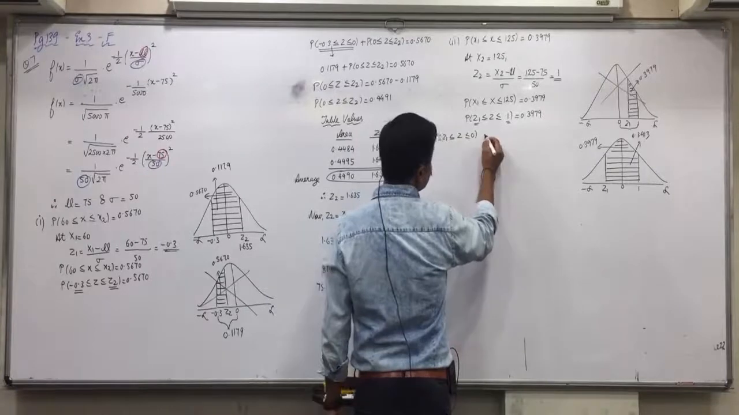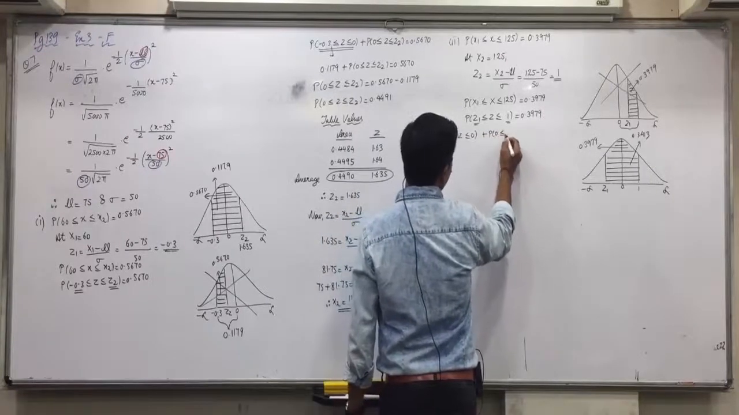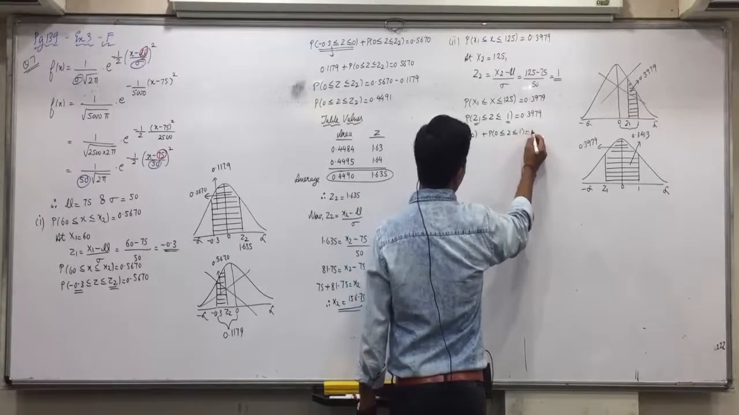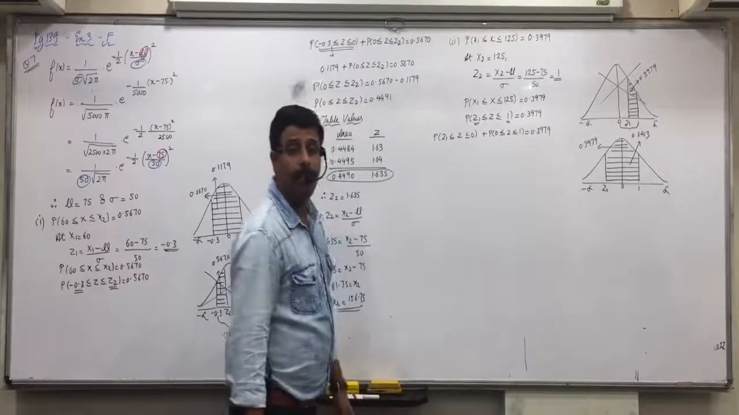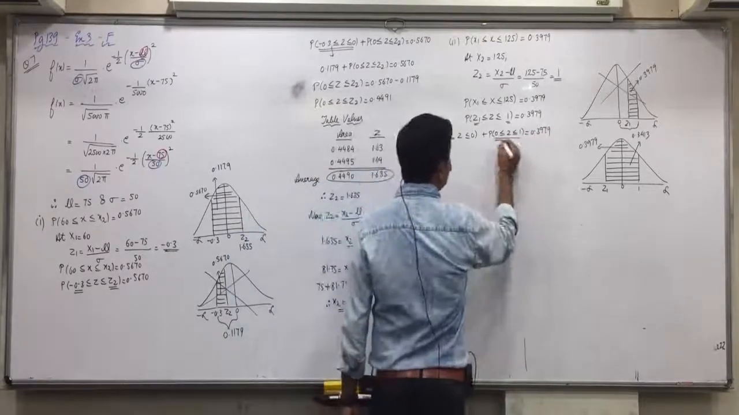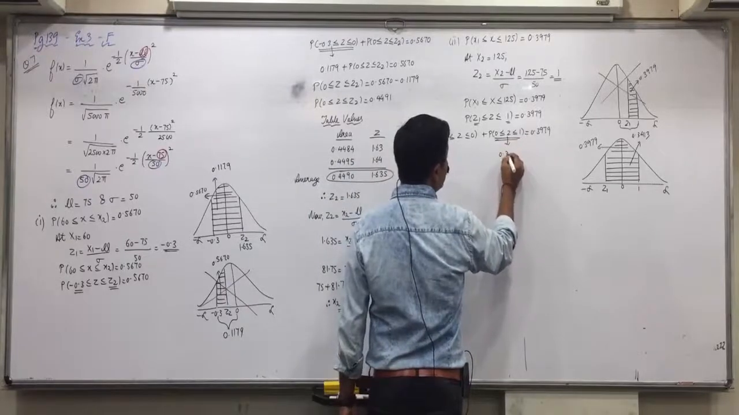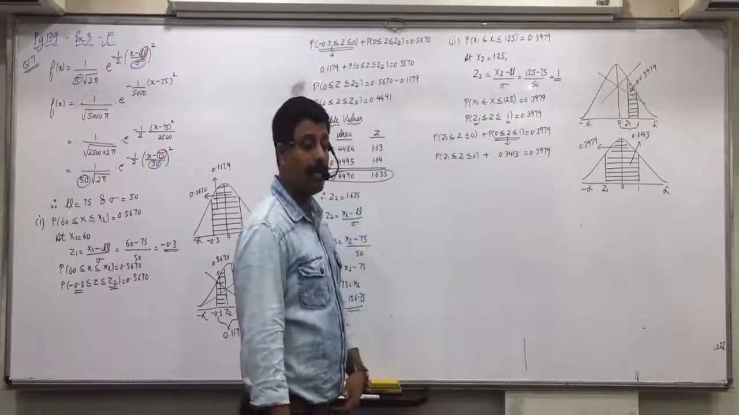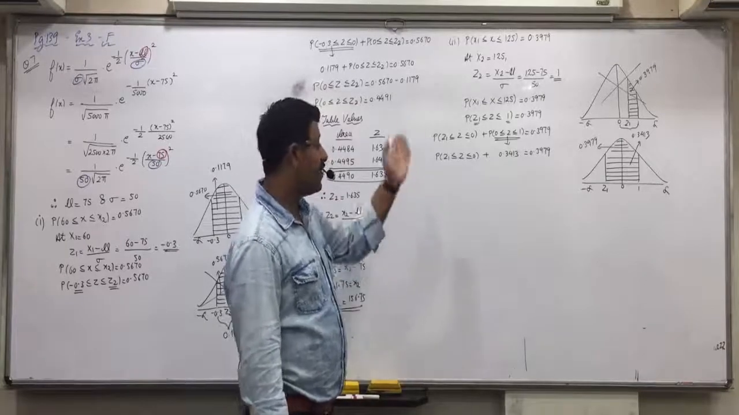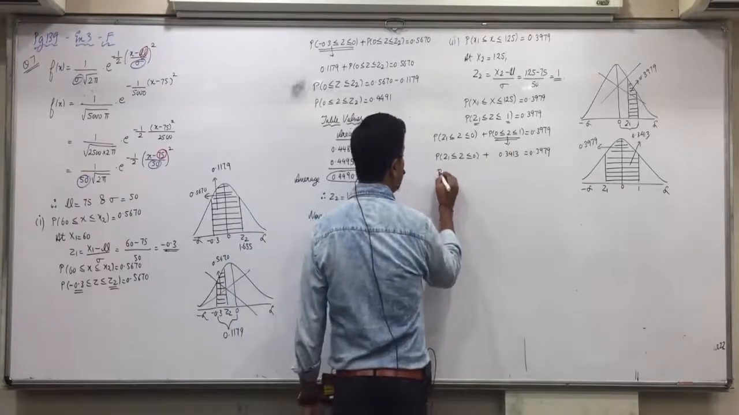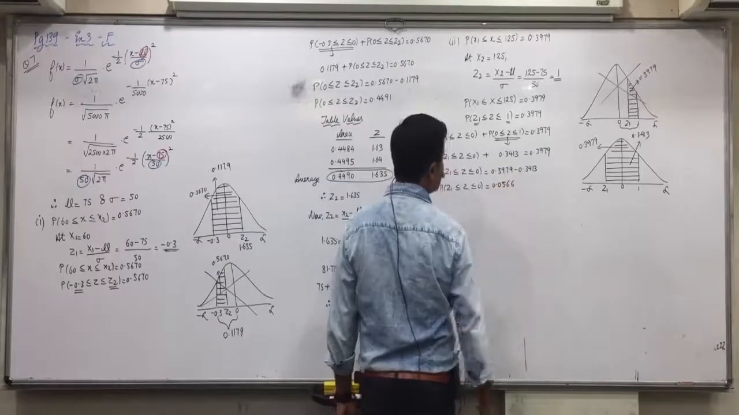P of z1 less than z less than 0 plus 0 less than z less than 1 is 0.3979. Now 0 to 1 we know is 0.3413. Yes, Amruta, what happened? Any confusions? Subtracting 0.3413 on the right side, it will become 0.0566.